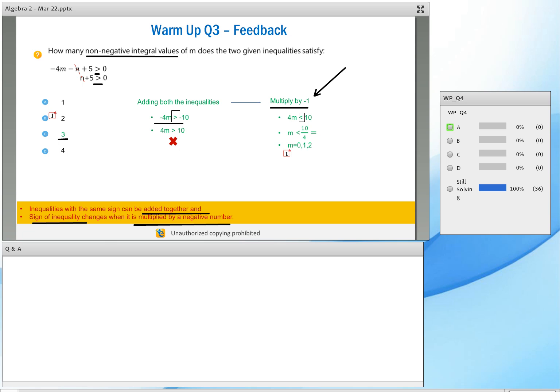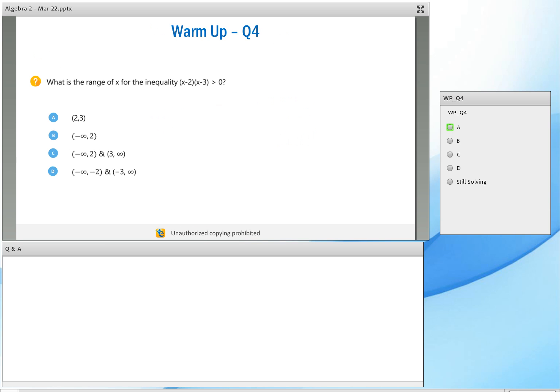Okay, I want 50 people saying still solving. I have 140 people in the webinar right now. Can I get 50 people to say still solving, please? 49, 50. I have 50 plus people saying still solving. Here's your question number 4.